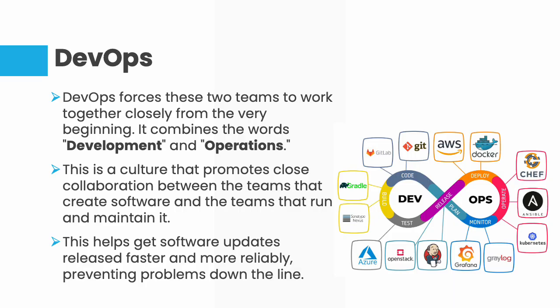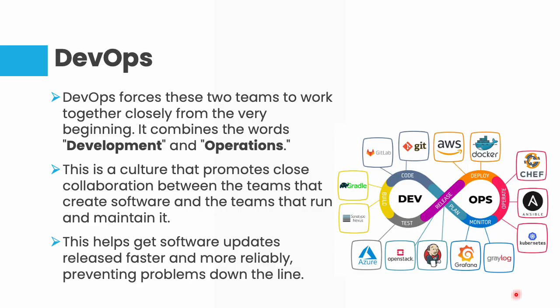The development is the people who write the code, and the operation here means the people who run and maintain the software on servers. In many traditional companies, the development team and the operation team don't work closely together, and this causes problems, like when developers create software that is difficult to run or maintain.